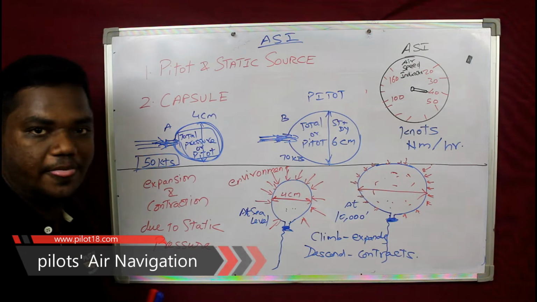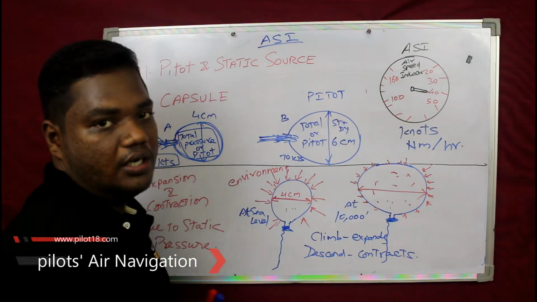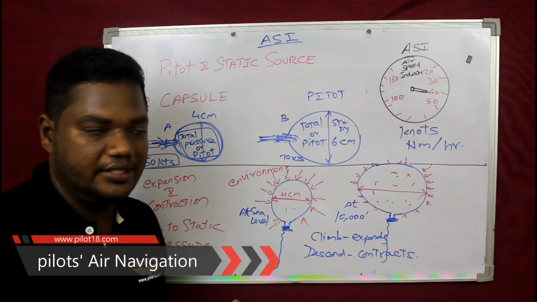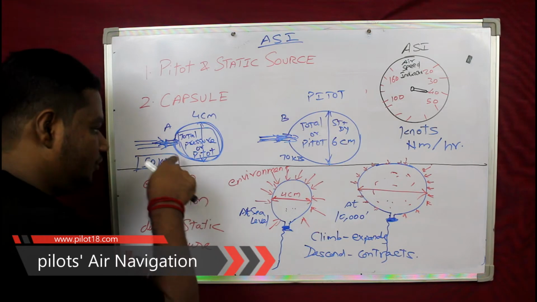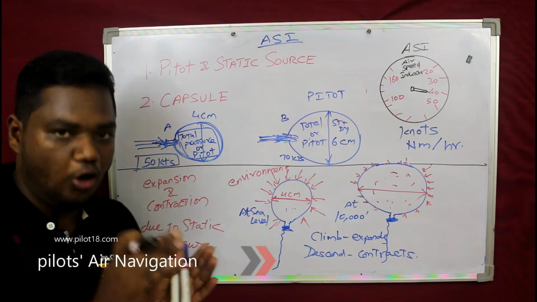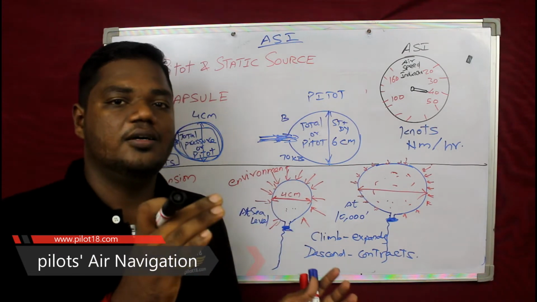This is our capsule. To understand, we use this as a balloon. Now we're going to get into the technical term. These are known as capsules. When I travel slower, my capsule will contract. When I travel faster, my capsule will get bigger.